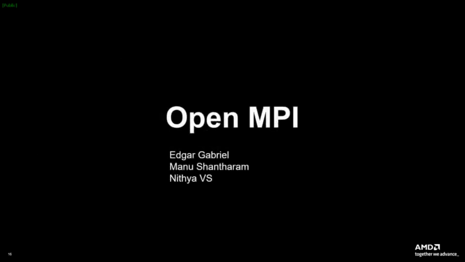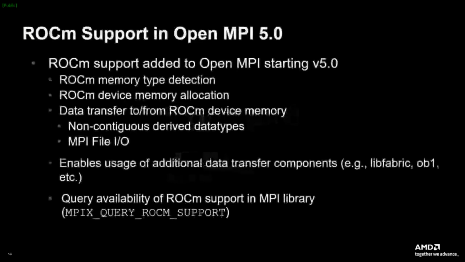All right, a couple of words on Open MPI. I will be going through fairly quickly. Open MPI introduced support for ROCm in 5.0. And again, all the usual functionality that is required to support GPU memory is available, although in 5.0 there is not yet GPU IPC support in Open MPI.